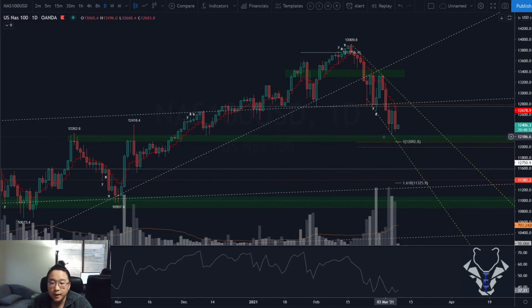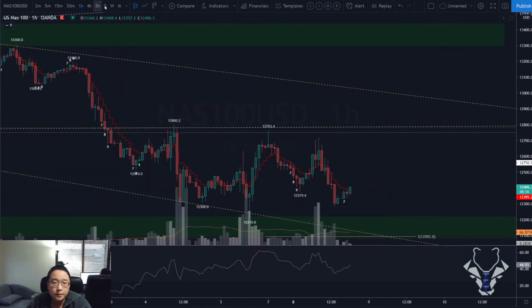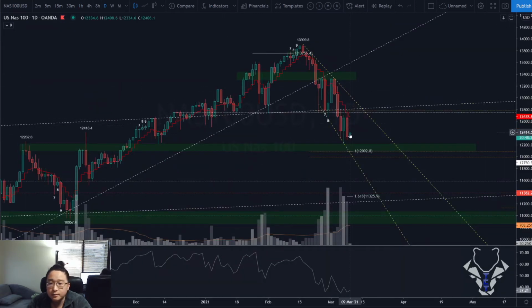This, to me right now, this 1-to-1 extension, which lines up with GP and key zone, is a must hold zone. The last must hold before I would consider going bearish. Today, so far, we are seeing a bounce. We are a little bit extended from the daily 8. Little bit, not too far.